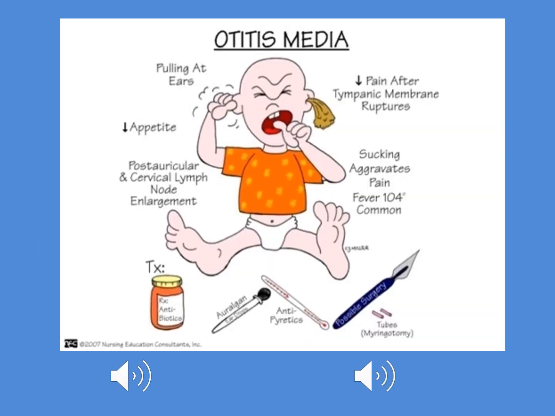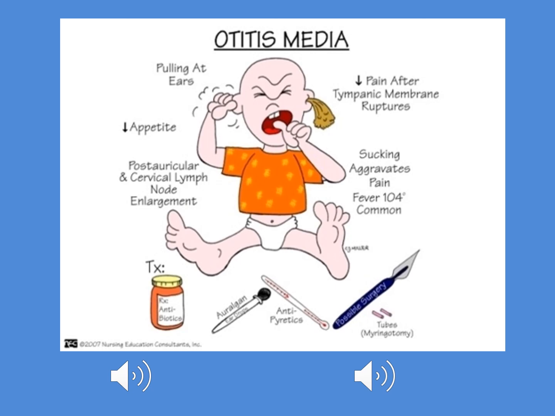The assessment for otitis media: otitis media usually follows a respiratory tract infection, so the children tend to have some sort of cold or rhinitis, maybe a low-grade fever for several days. And then suddenly what will happen is they will spike a fever to about 102 degrees Fahrenheit. They may complain about sharp, constant pain in one or both ears. And especially for older children, pain and pressure are the cardinal signs.